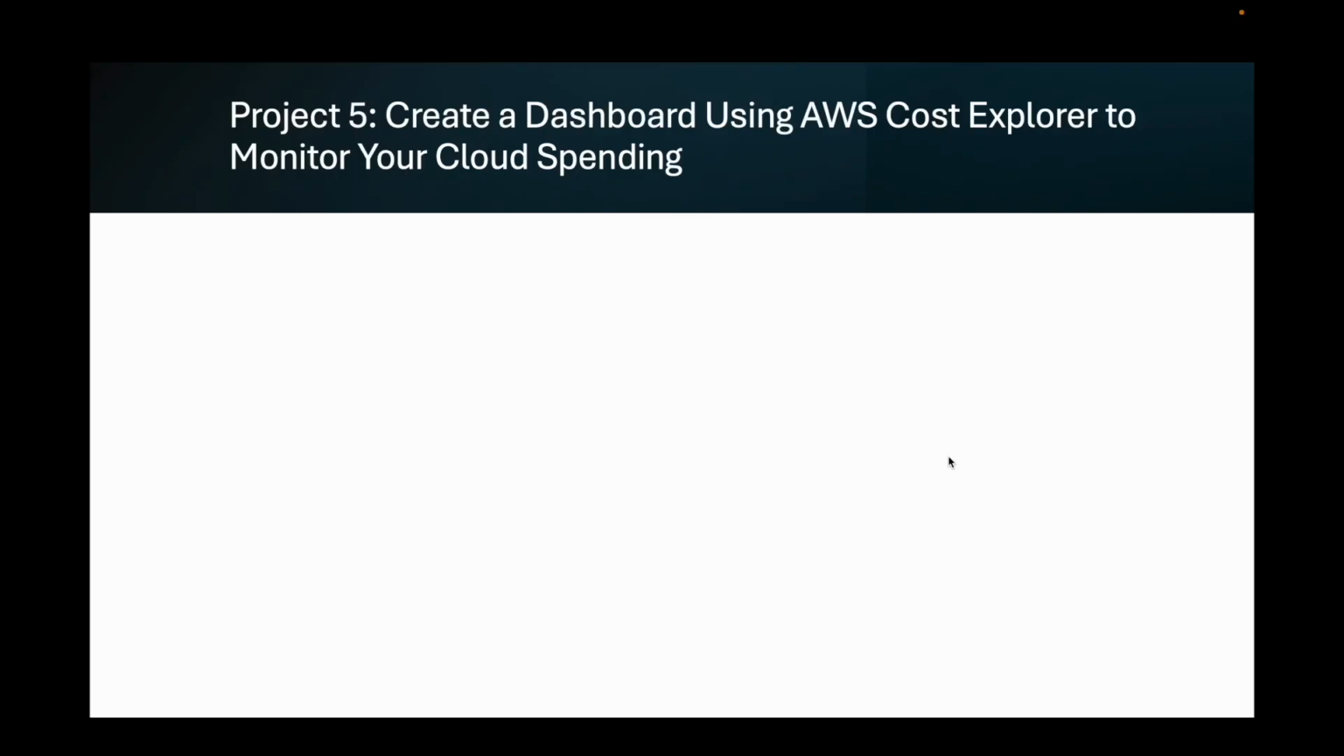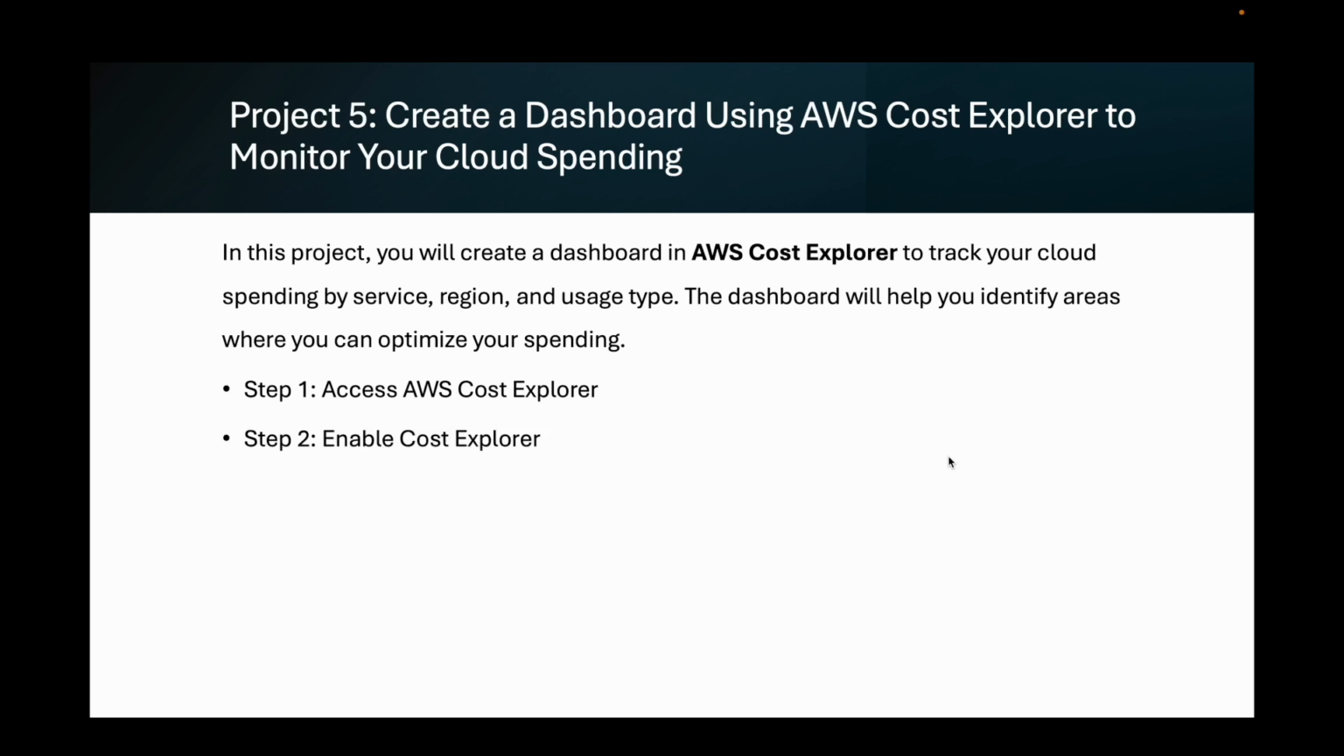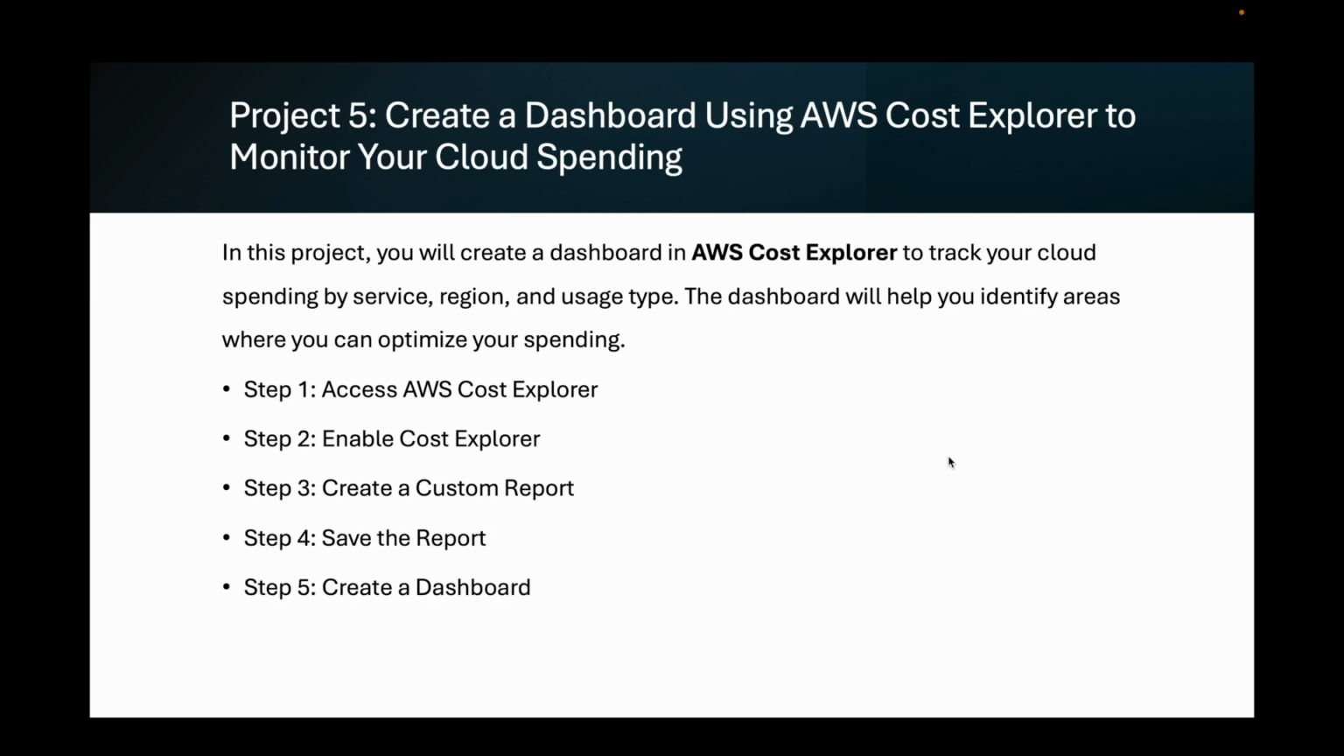Project 5. Create a dashboard using AWS Cost Explorer to monitor your cloud spending. In this particular project, you will create a dashboard in AWS Cost Explorer to track your cloud spending by service, region, and usage type. The dashboard will help you identify areas where you can optimize your spending. The steps that will follow: step 1 is access AWS Cost Explorer, enable Cost Explorer, then create a custom report. Next, we are going to save the report, create a dashboard, and analyze your cost. So let's jump into project 5.